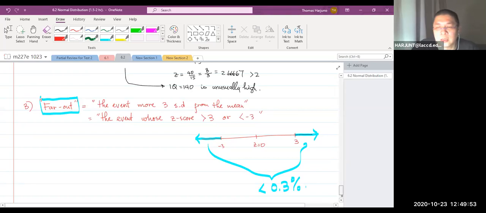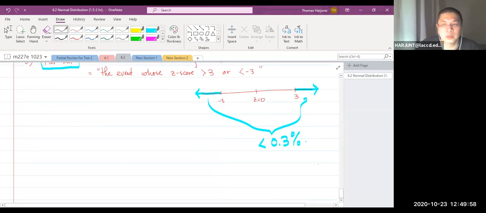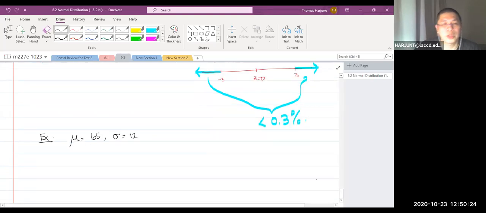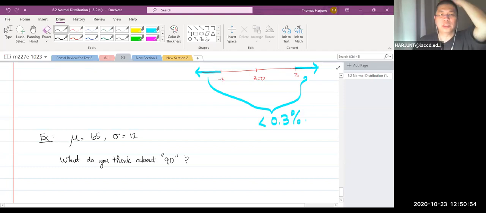Now then, with that said, let me give you some instinctive example. Suppose I tell you that the average of your test one, I make up numbers, this is not the real one, is 65, and the standard deviation is, let's say, 12. Suppose your scores are approximately normal. What is your opinion about somebody who gets 90? Do you think that person is actually above average?